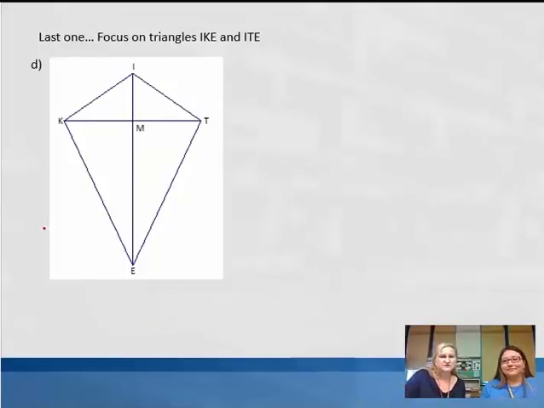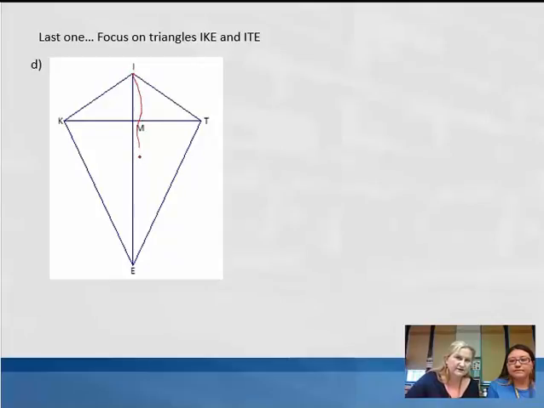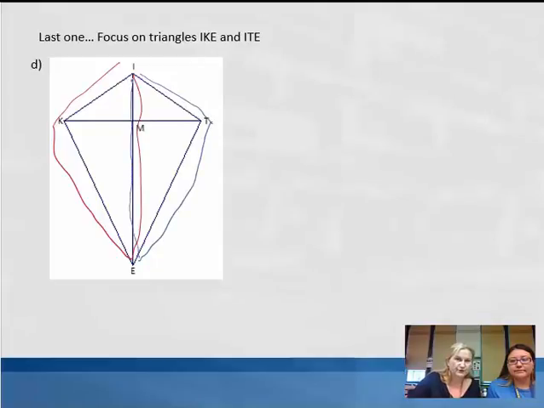Last one, let's focus on triangles. Here I have triangle IKE. If you look in this diagram, there are many different triangles. I have this small triangle on the top and this small triangle right here that are congruent. I have this triangle and this triangle that are congruent, but I'm going to focus on triangle IKE, the one on the left, and triangle ITE, which I'll color in a different color.